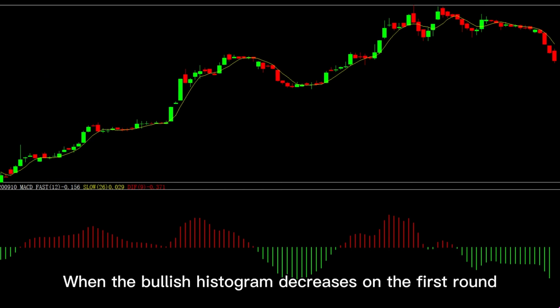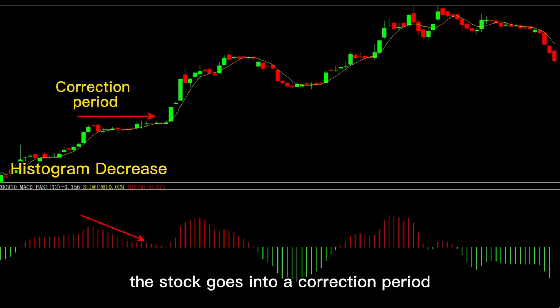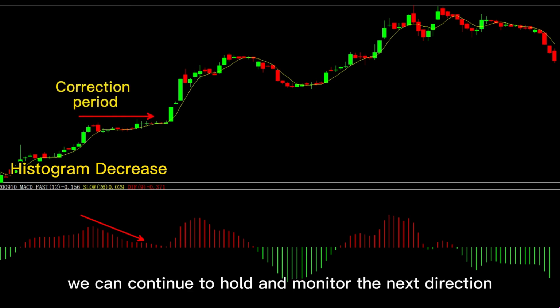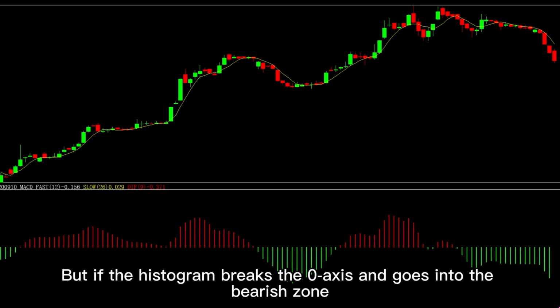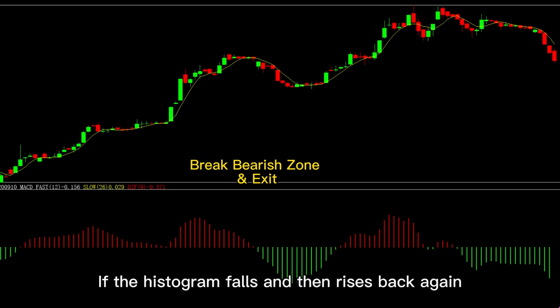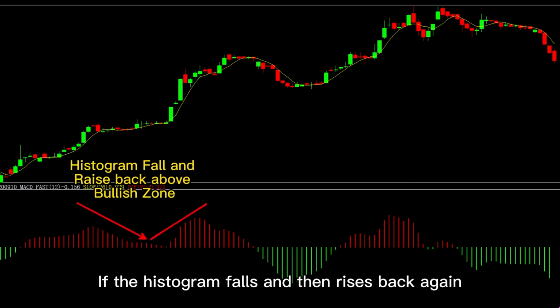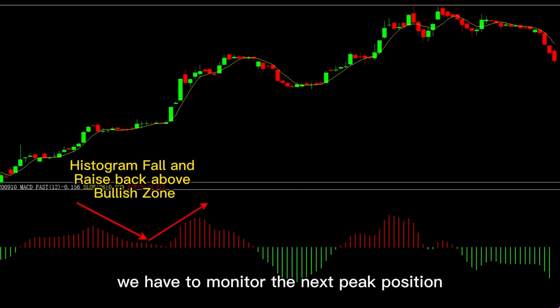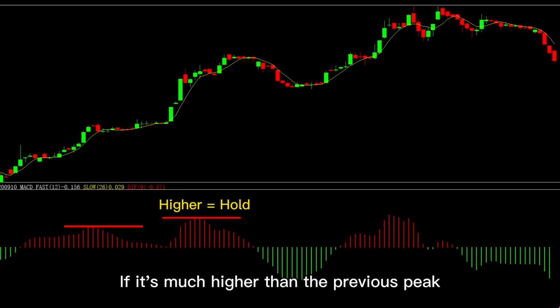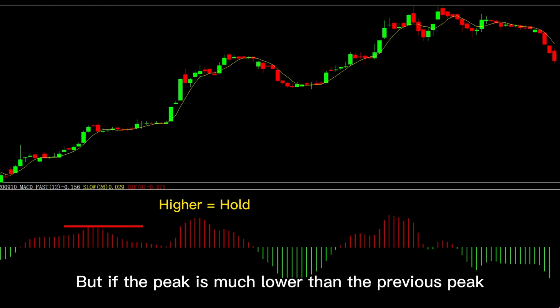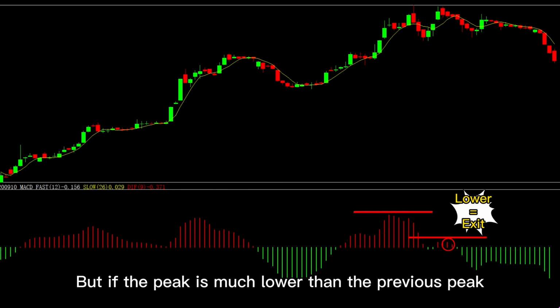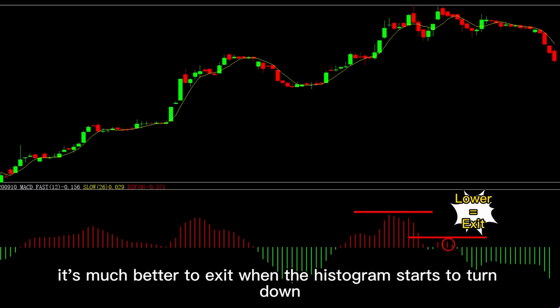Don't exit when the bullish histogram decreases for the first time; the stock goes into a correction period. During this period, we can continue to hold and monitor the next direction. But if the histogram breaks the zero axis and goes into the bearish zone, it's time to exit. If the histogram falls and then rises again, we have to monitor the next peak position. If it's much higher than the previous peak, it's still good to hold on. But if the peak is much lower than the previous peak, it's much better to exit when the histogram starts to turn down.